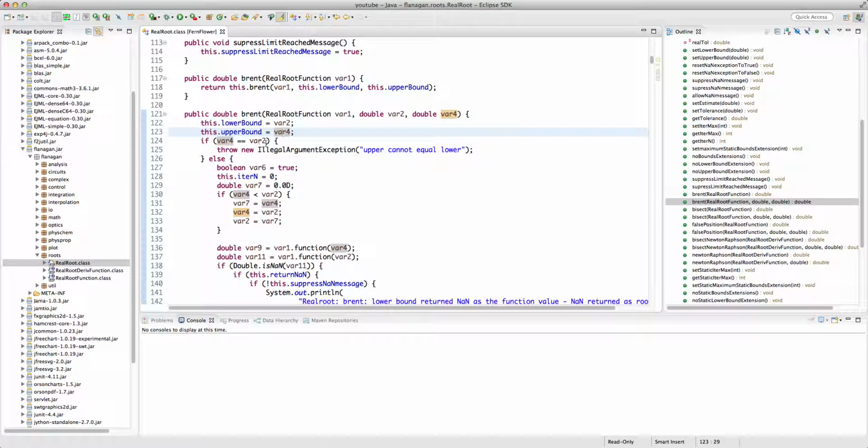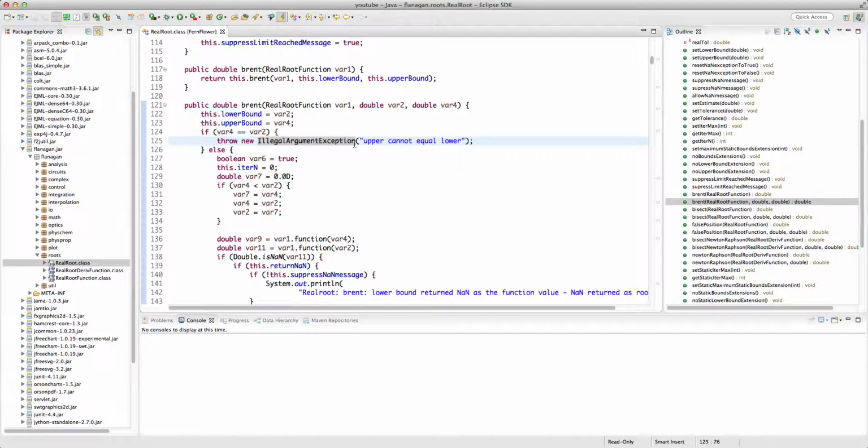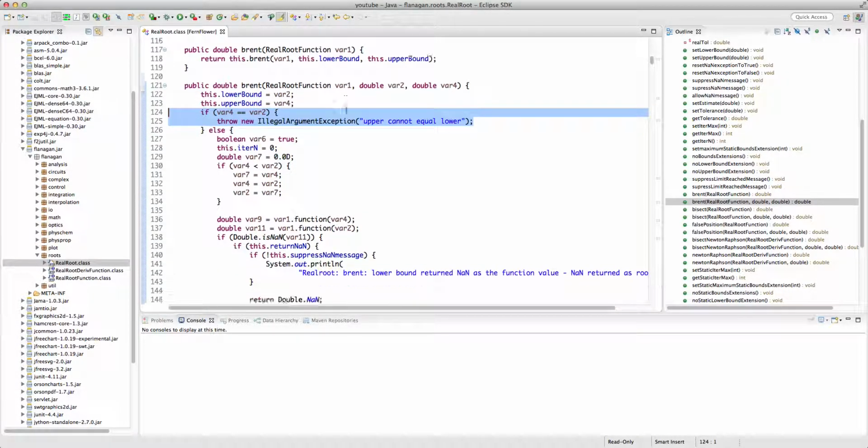and the first test here is whether or not the upper bound and lower bound are equal. As I mentioned before, exact equality is not recommended with double numbers. It's always best to compare them with the tolerance. But here it's using exact equality, and if the start and end of the interval are exactly the same, it throws an illegal argument exception, and says that upper cannot equal lower. So this is the first test that we should do.